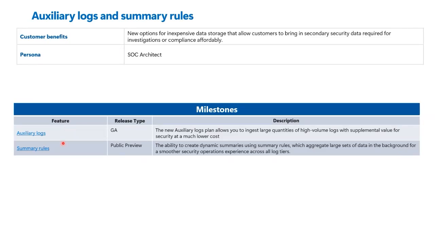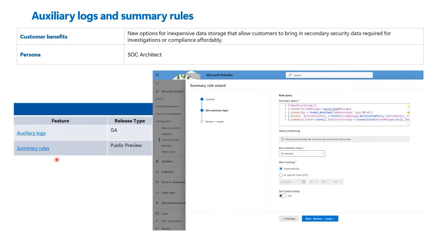Now, this works hand in hand with summary rules, because summary rules allow you to create summarization and aggregations on top of the auxiliary logs. The result would be ingested back into the premium analytics tier for you to create detection rules or even visualizations. On top of that, summary rules also work on the analytics tier. I just want to give you a quick screenshot of how the summary rules wizard looks in the unified SOC platform. As you can see, you can define your own logic in the summary query and define the frequency and also running time.